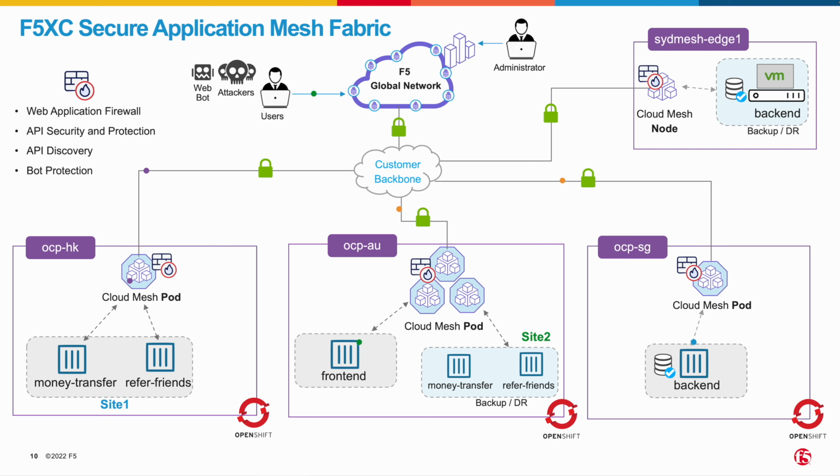Communication between each microservice traverses this full mesh fabric. Communications are default denied unless the administrator creates specific policies, load balancers, and rules. Policy enforcement and protection, such as web application and API protections, are implemented in transit to the respective microservices defined. Let's jump into the demo.